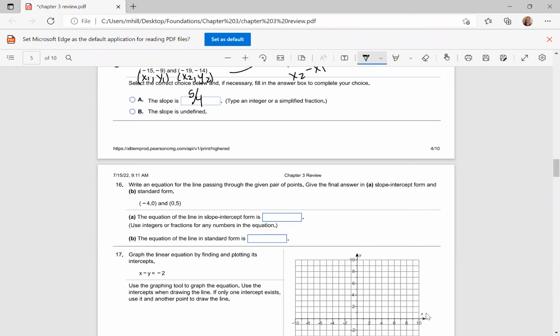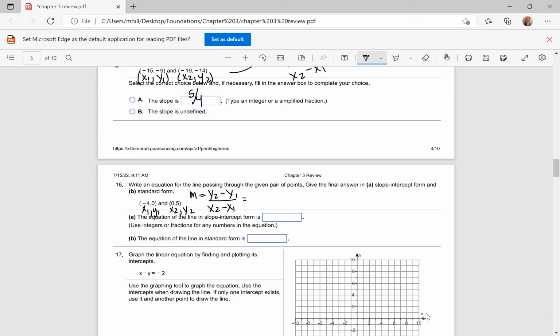Number 16 says write an equation for the line passing through the given pair of points. So they want us to find the answer in slope-intercept form and standard form. In order for me to work with this, I have to find the slope first. So I need to do y2 minus y1 over x2 minus x1. This would be my x1, y1, and this would be my x2, y2.